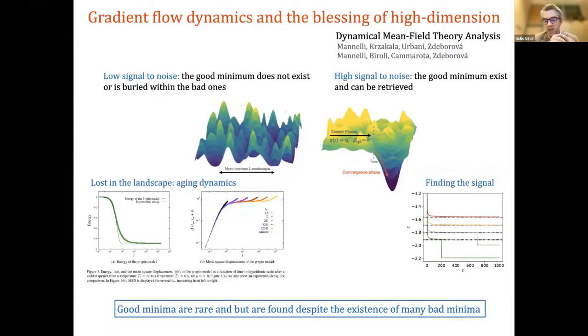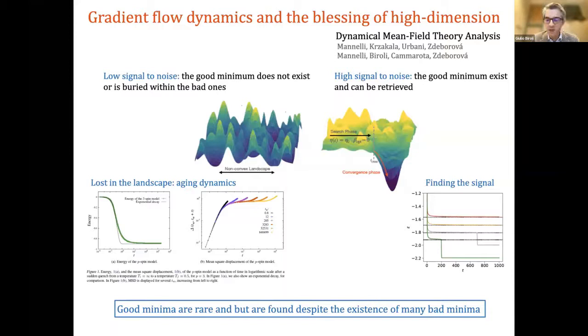So this is what you have on the right. On the right, you have the behavior of the energy as a function of time. The different curves from red to green correspond to different signal to noise ratio. So in the red case, you are just stuck in one of these bad minima. And then in the green case, you see that first you go down into one of these marginally stable saddles, and then the system is able to find the direction and it escapes. Now, the interesting thing is that even in the case in which the system finds the minimum, so it escapes, actually there are tons of bad minima. It's just that the system doesn't see them.